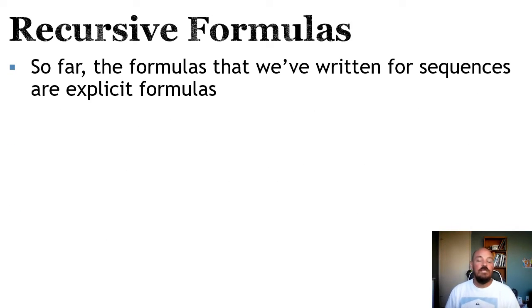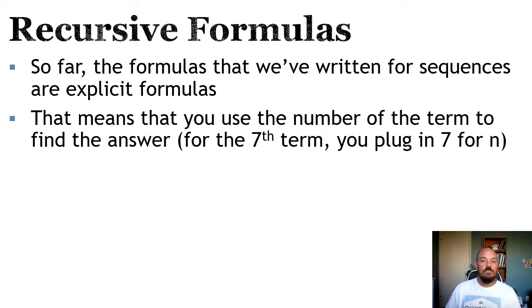Now, when we did that, those were what are called explicit formulas. I didn't use that term with you, I just called it a formula then. But those were actually what we call explicit formulas. An explicit formula is one where you use the number of the term to find that term. So if I want the 7th term, plug in 7 for n. If I want to find the 100th term, I plug in 100 for n.